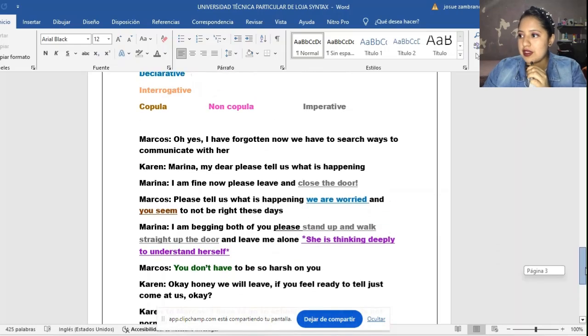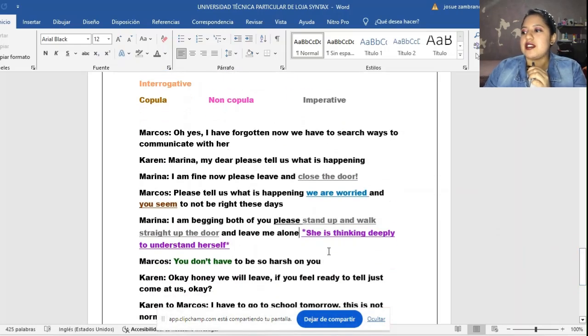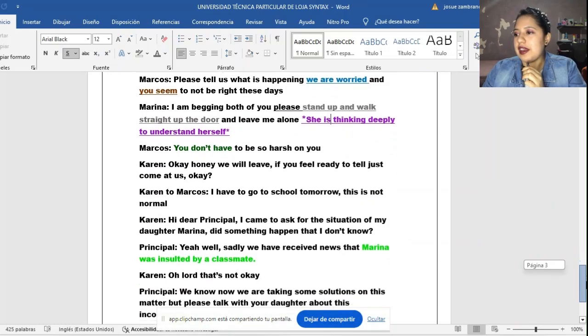Now we have a middle voice. "She is thinking deeply to understand herself." It's a middle voice. Why? Because she is thinking about her thoughts and she's receiving the notion of thinking and understanding herself. The middle voice is also known as reflexive. So this is a middle voice. Okay.